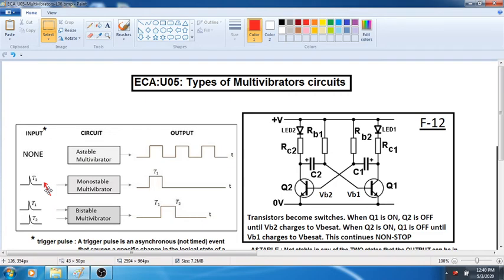Just remember, what is a trigger? A trigger is a signal which has a very short duration. It does not have any specific pulse width, but it will just tell the monostable multivibrator, hey, you are in the low state for a very long time, why don't you go to the high state once? This trigger is giving that message. How it will be applied in the actual circuit, we will see later.